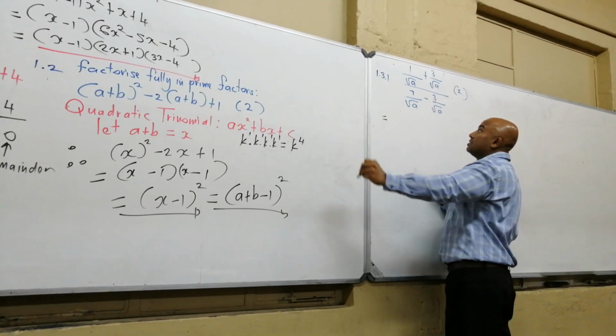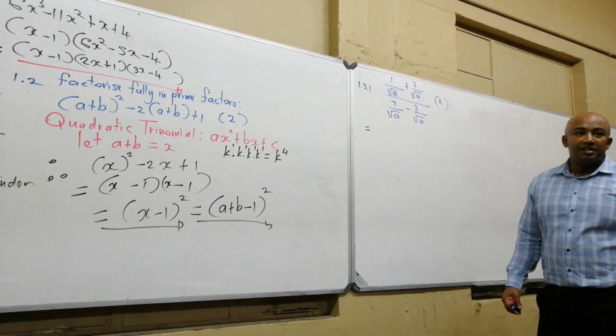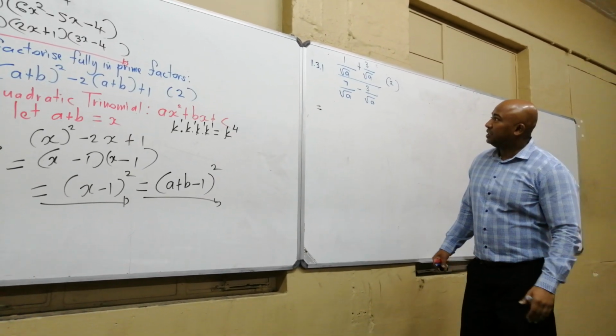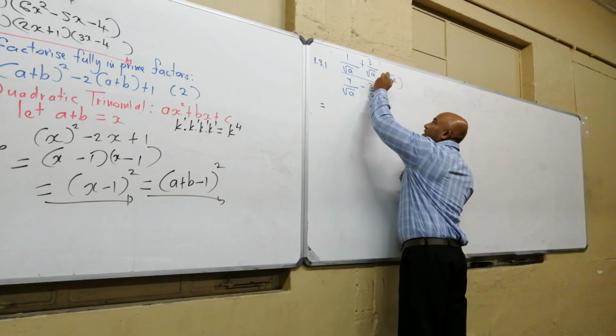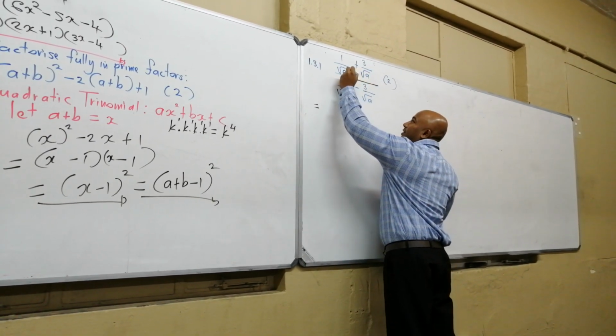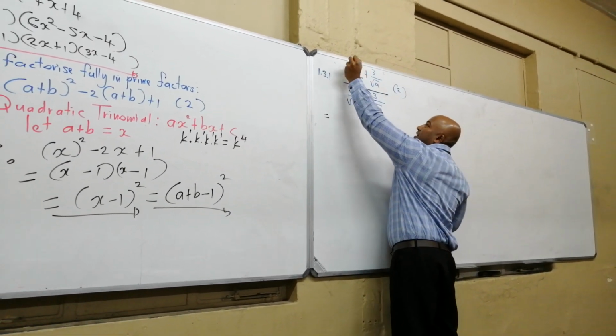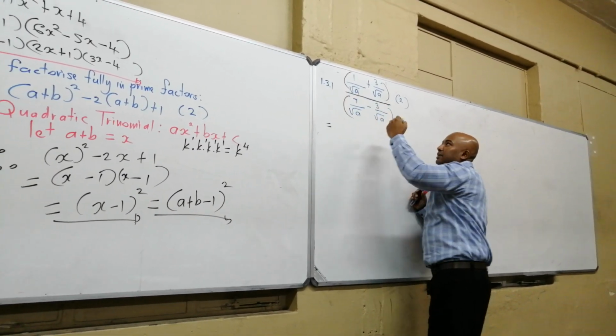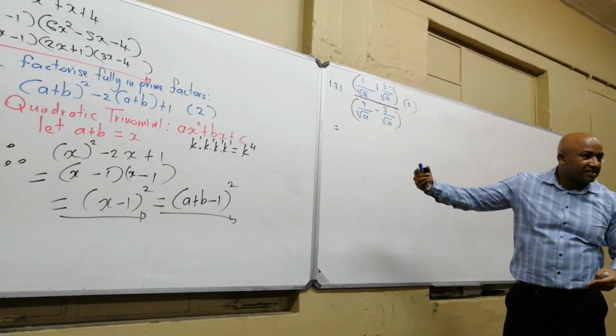Here is simplify these fractions. Okay, now what do we notice? We have this division here. And above the division sign, I'm adding fractions. Below the division sign, in this case, I'm subtracting fractions.